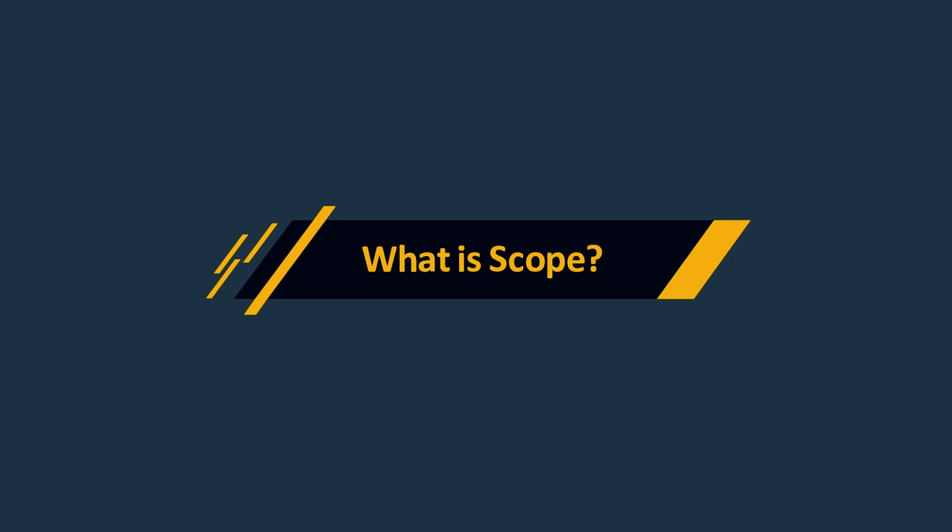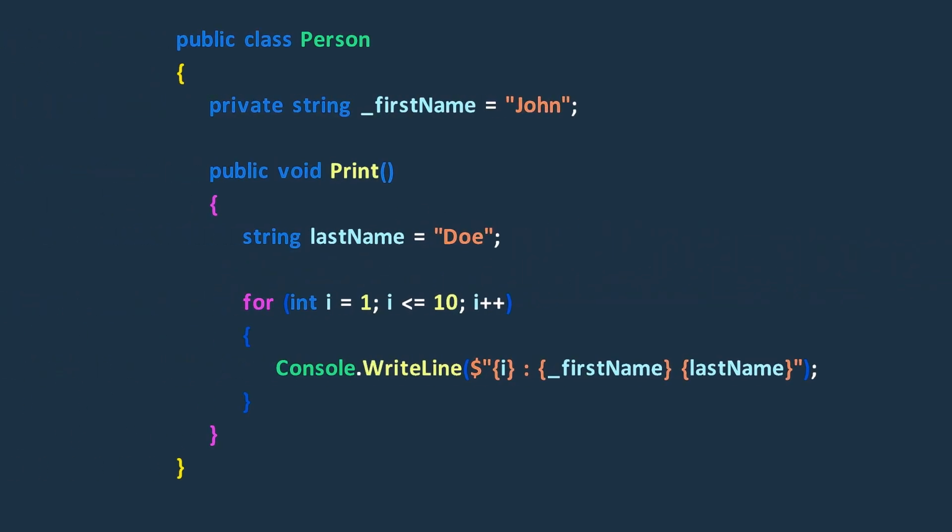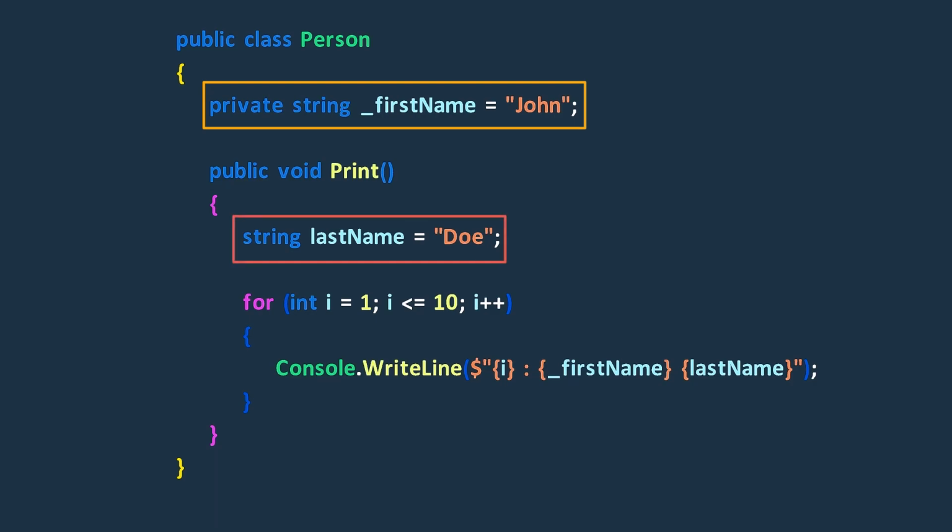Hello everyone, welcome again. Okay, first things first, what is scope? A scope refers to where a variable can be accessed in a program. In C#, variables can be defined in a class, method, or code block like loops and if statements.